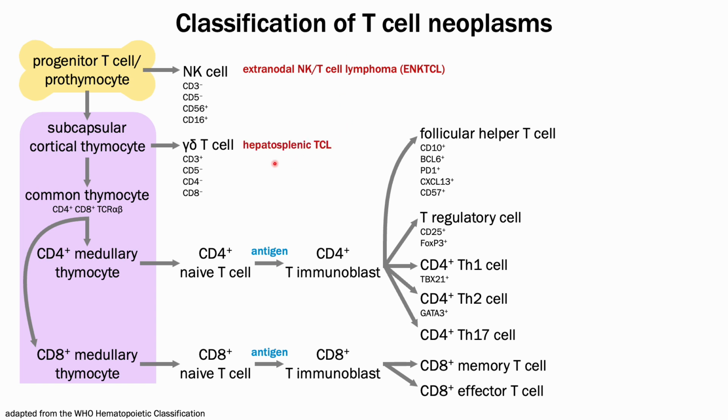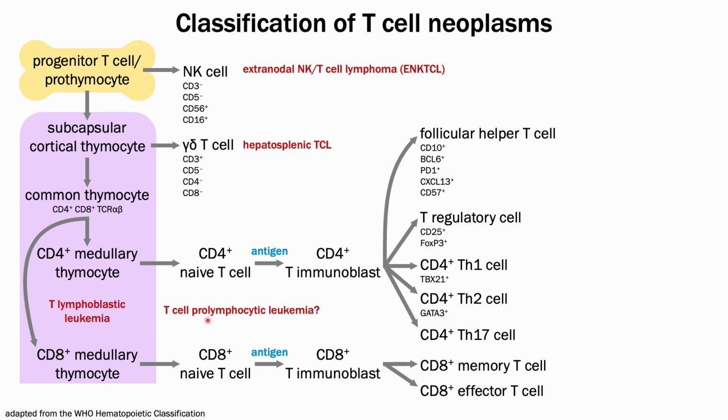Hepatosplenic T-cell lymphoma is an aggressive T-cell lymphoma which usually expresses TCR gamma delta, as well as having a typical gamma delta T-cell phenotype: CD3 positive, CD5, CD4, and CD8 negative. T lymphoblastic leukemia is an acute leukemia with a developing T-cell phenotype, often expressing the immature markers CD34, TdT, and/or CD1a. CD10 is helpful, and some of them co-express CD4 and CD8 like common thymocytes.